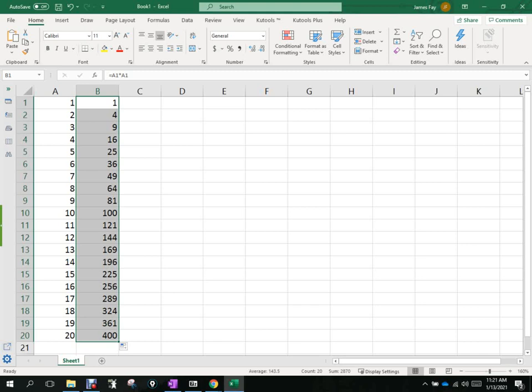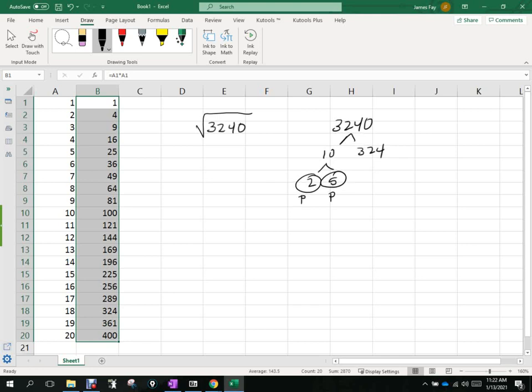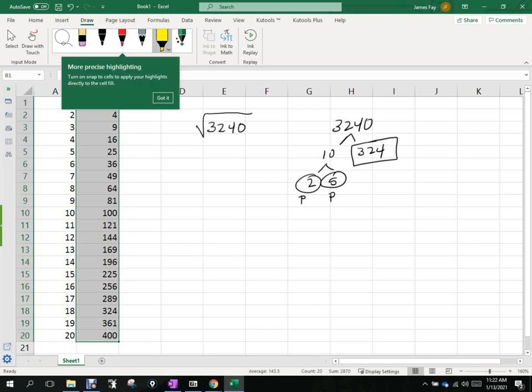Is there a number up there that's pretty nice in regards to the factorization that we're doing? We were doing 3240, right? Okay, so we had the square root of 3240. You told me 3240 broke down to 10 and 324, right? 10 went to 2 and 5. 2 is prime. 5 is prime. What is 324? It's not prime. It's composite.